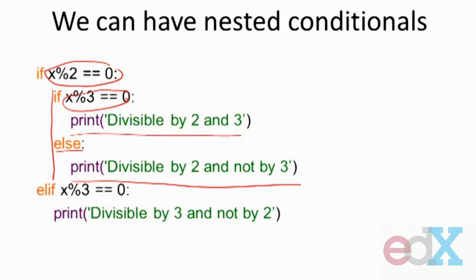If the remainder of x divided by 2 is 0 and the remainder of x divided by 3 is 0, then it's divisible by 2 and 3, and I'm going to print that out. Otherwise, if it's divisible by 2, but it's not divisible by 3, then I'm going to print out something appropriate. However, if that first test, this test up here, is not true, then I'm going to jump down to a different special form here, called elif, which is else if. And that says, if this is not true, then let me do another if test. Otherwise, check to see if this is true.